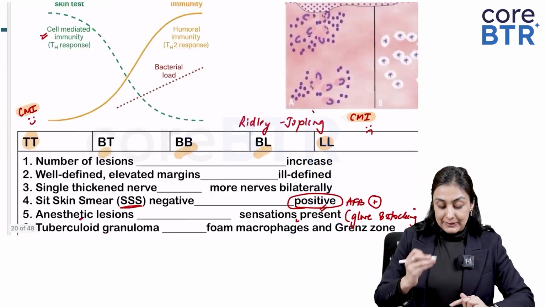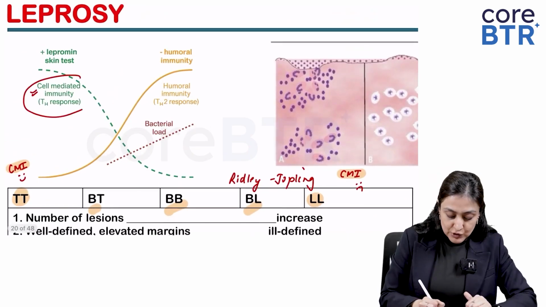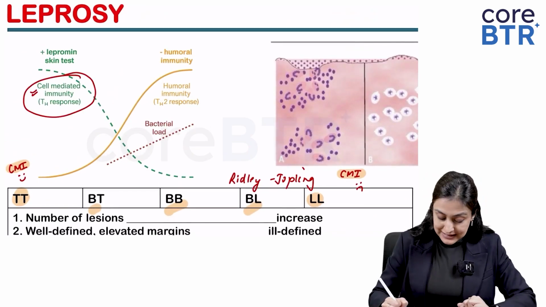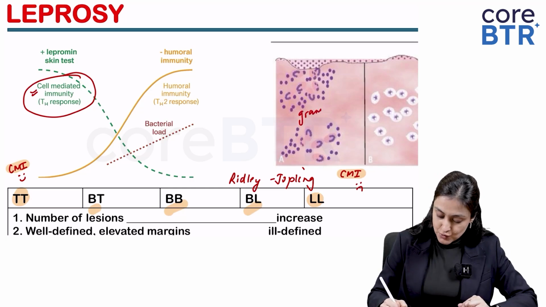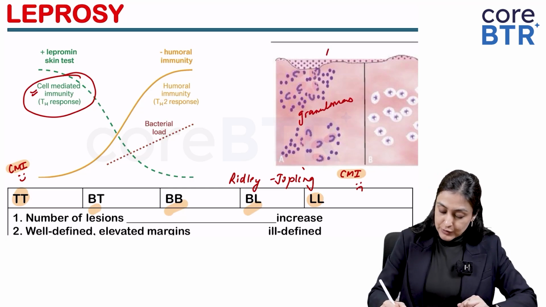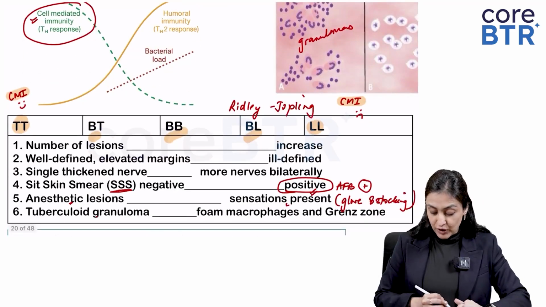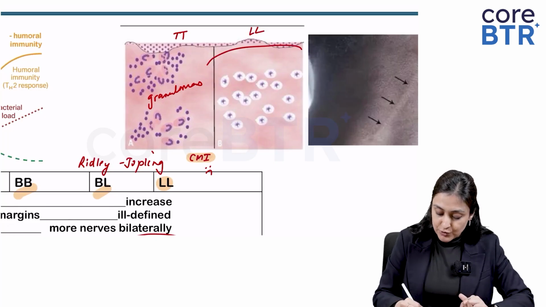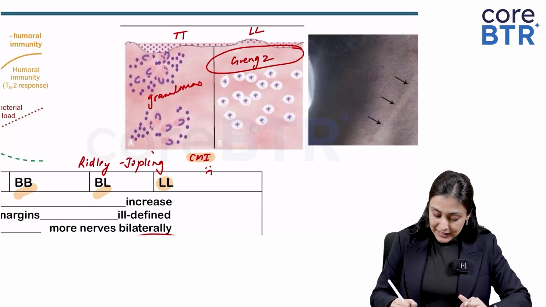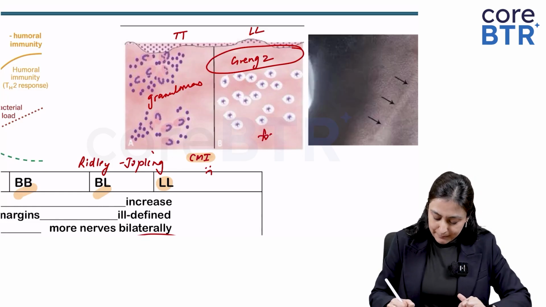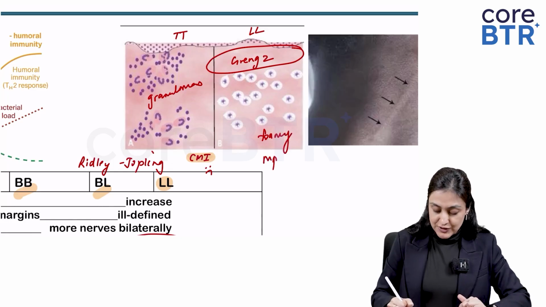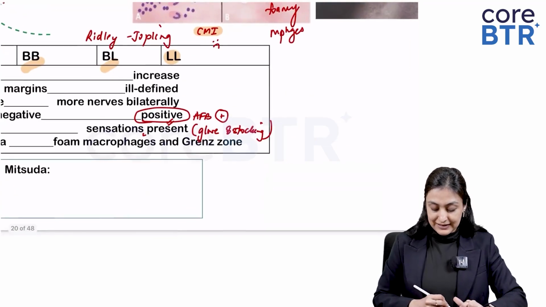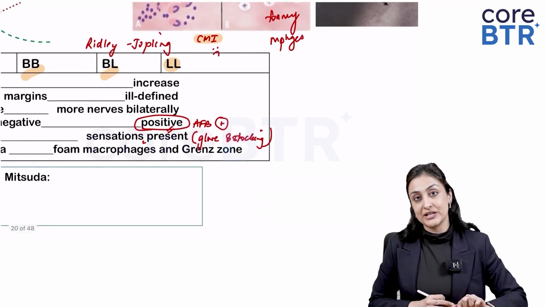Very important. Because in tuberculoid pole our immunity is present, what will we see? We will see granulomas. So in the tuberculoid pole, you see granulomas, whereas because here there is no immunity, in lepromatous pole you see one empty zone, that's called Grenz zone, and you see these foamy macrophages, right? So foamy macrophages and Grenz zone are findings of lepromatous pole.